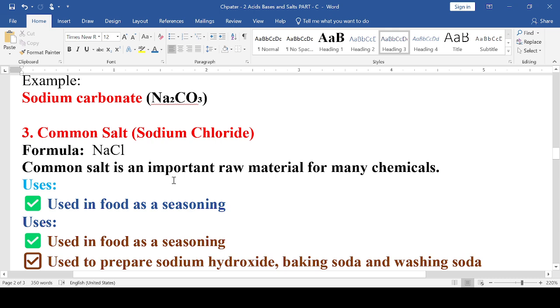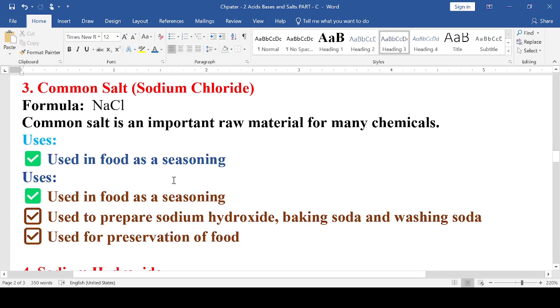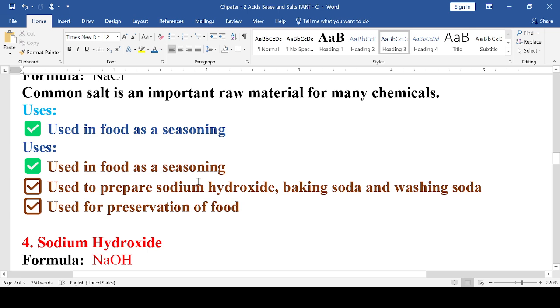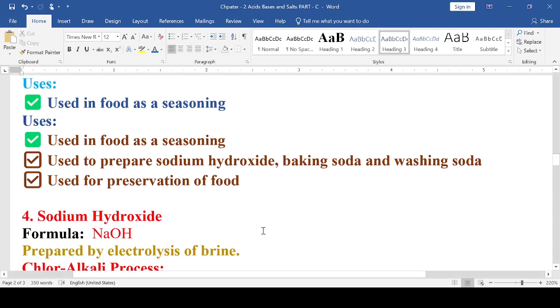The common salt which we use daily is sodium chloride, formula NaCl. Common salt is an important raw material for many chemicals, not only for household use. What are the uses? It is used in food as a seasoning, it is used to prepare sodium hydroxide, baking soda and washing soda, and it is used for preservation of food.